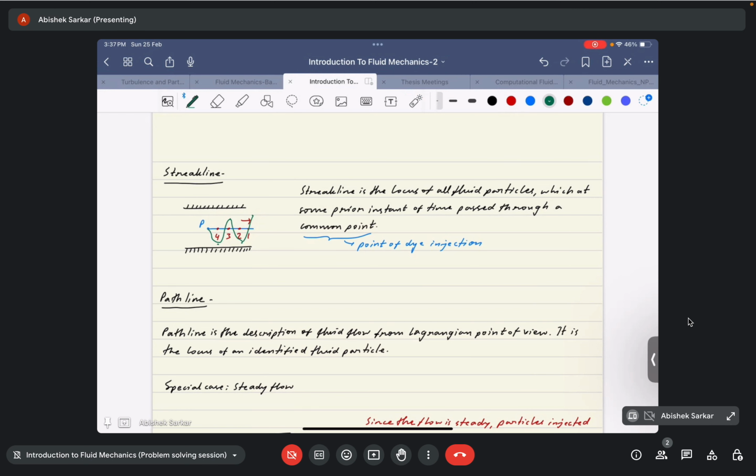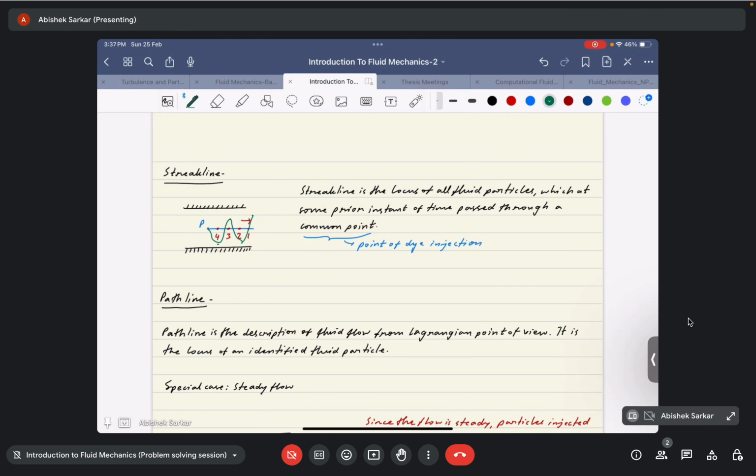So the only thing that is common between all these particles is that they have passed through the same point at some instant of time. Okay, at their respective instants of time they have passed through the same point P.